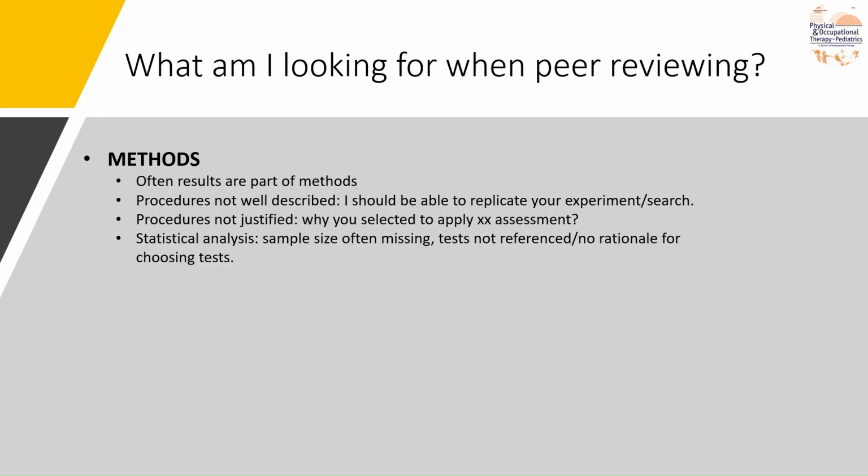Sometimes procedures are not justified, so why authors have selected a certain outcome measure versus another. So those justifications are not there. In the statistical analysis, what I often see is a missing sample size calculation, different statistical tests that are not referenced, or there's no rationale for choosing those tests.